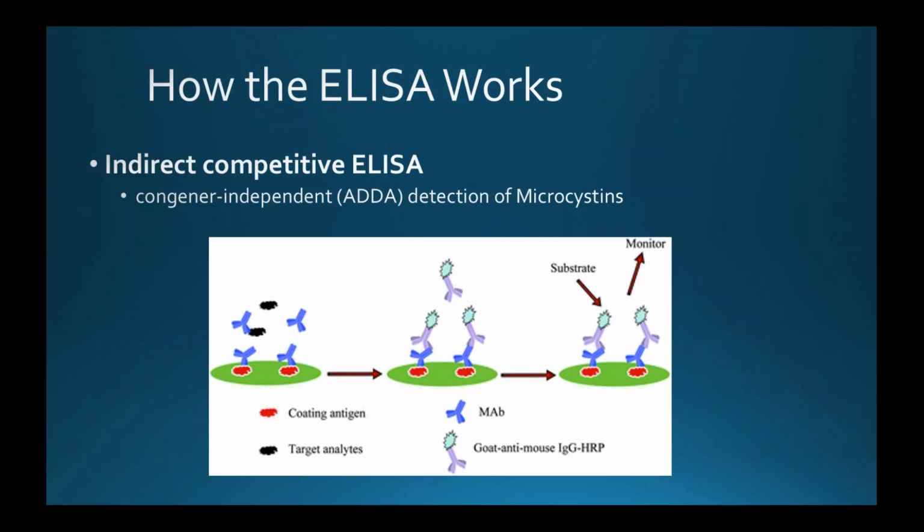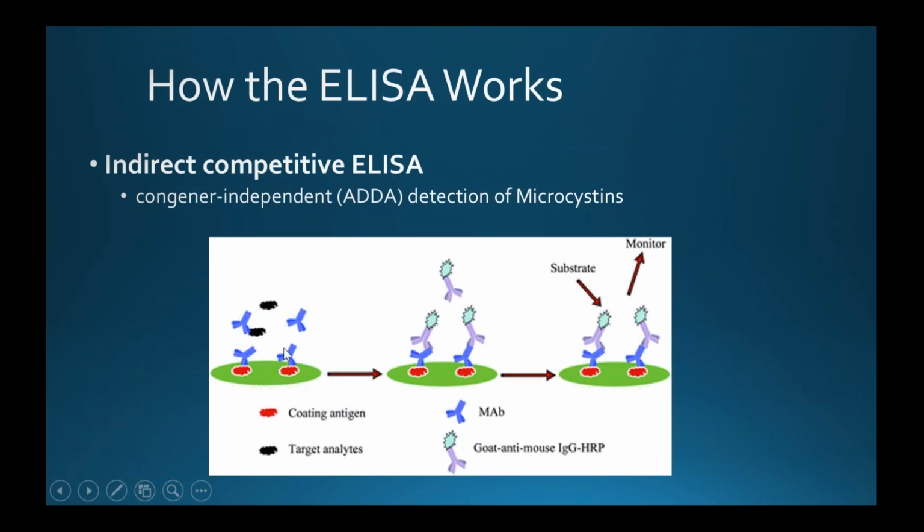How does this ELISA work? Well, this is what we call an indirect competitive ELISA. The conjugate is independent of the ADDA for detection. So what we have is the black dots are going to be your microcystins. The blues are going to be your antibody. And then down here we have what they call the coating antigen. So the antibody has a choice. It can bind to the microcystin or it can bind to the antigen. And basically you get what we call equilibrium. So the more black you have, the more of the antibodies are going to bind to the black and the less that are going to bind to the antigen.